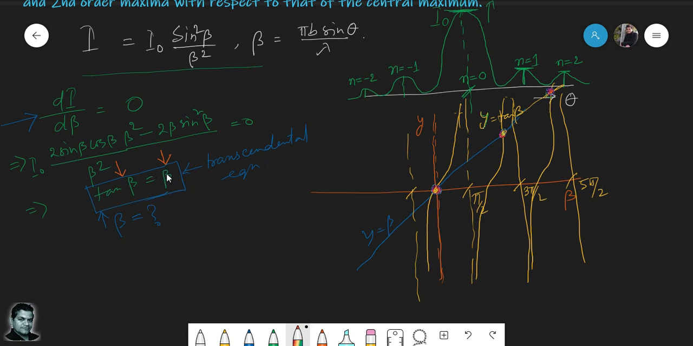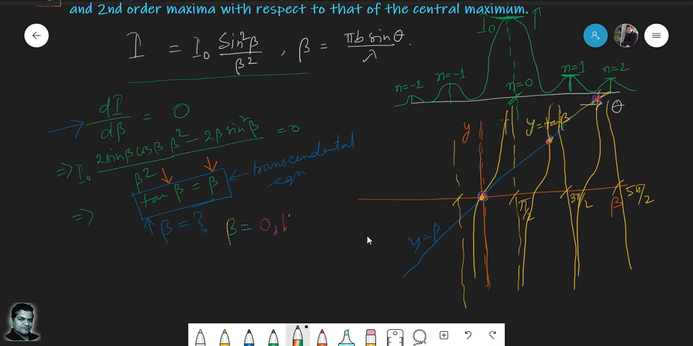Then if we find these beta values, the solutions are: beta is equal to 0, the trivial solution, which is n equal to 0; beta is equal to 1.43 pi, which is n equal to 1; and beta is equal to 2.46 pi, which is n equal to 2, and so on.